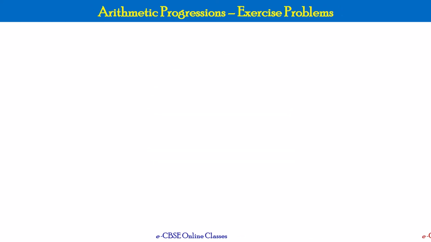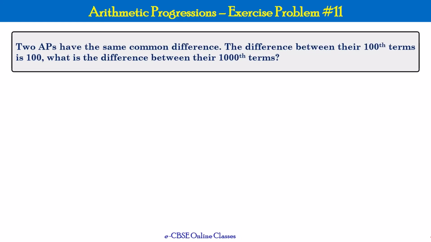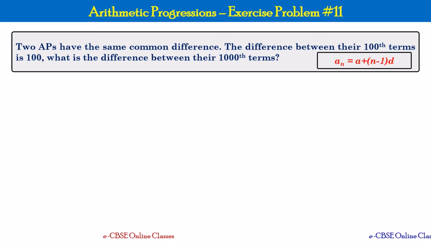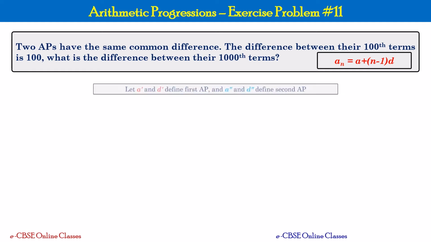Let's move on to another problem. It reads, two arithmetic progressions have the same common difference. The difference between their 100th terms is 100. What is the difference between their 1000th terms? The formula to be used is the same, the general form of the nth term here.